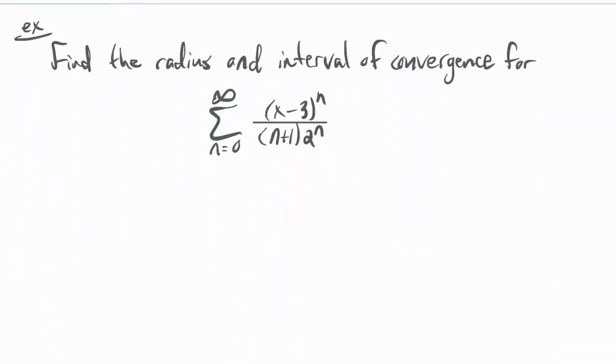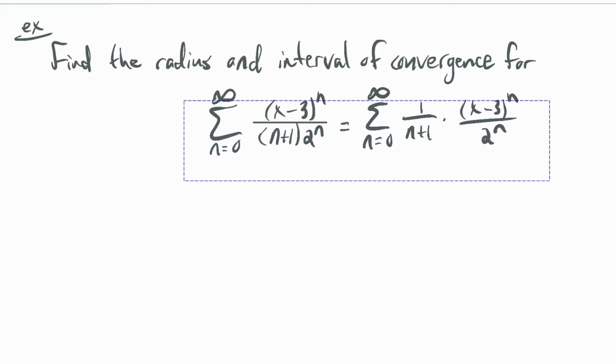So find the radius and interval of convergence for the series as n goes from 0 to infinity of (x minus 3) to the n power over (n plus 1) times 2 to the n power. There's a couple ways to get started with this one. It might help to rewrite this in the following way. This is not essential, but I think it might help. So I can rewrite this as 1 over n plus 1 times (x minus 3) to the n over 2 to the n.